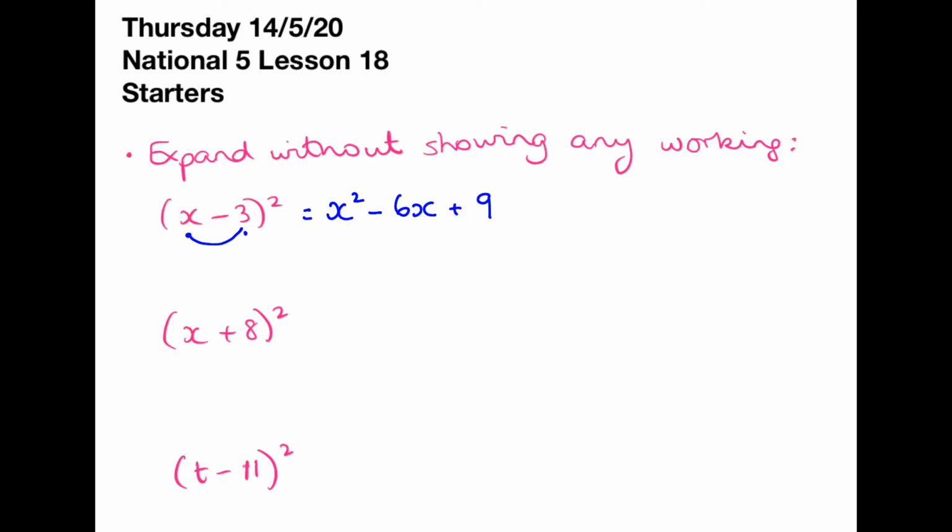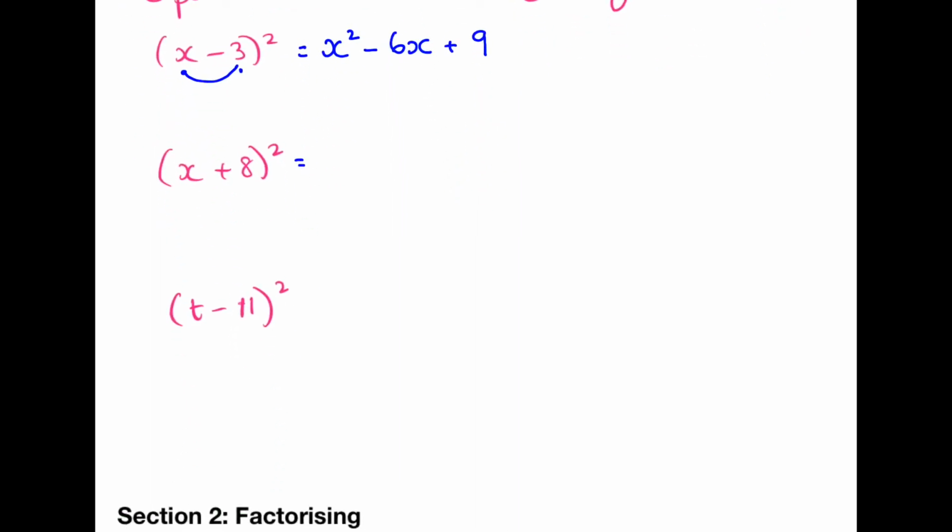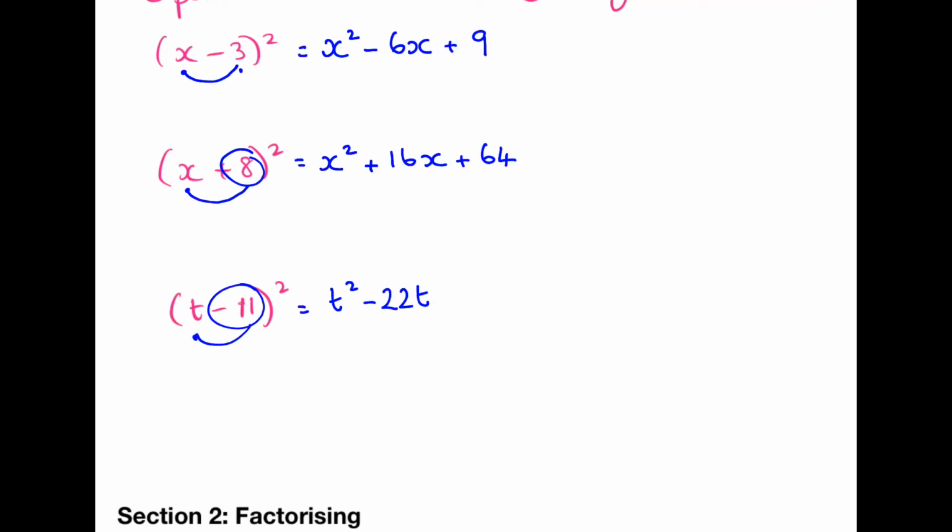Okay, so the next one, again, same process. You have the first thing squared, you multiply them together and double it, so that gives you plus 16x, and then you've got this one squared. And then the last one, this term squared to start with, multiply them together and double it, so minus 22t, and then this one squared, negative 11 times negative 11 is plus 121.